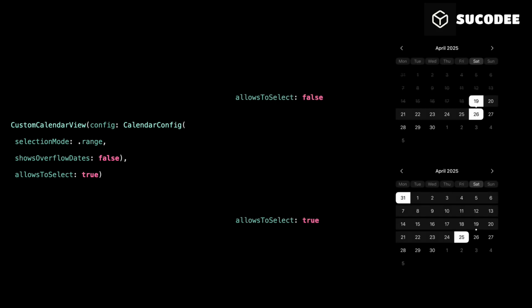The allowsToSelect option controls whether the user is allowed to tap and select dates on the calendar. If it's set to true, the user can freely tap on any date and make selections. But if it's false, the calendar will block the user from selecting past dates. So they can only pick from today and future dates. Past days will appear dimmed and won't respond to taps. This is useful when we want to prevent users from choosing days that are already over, like when booking something in the future.